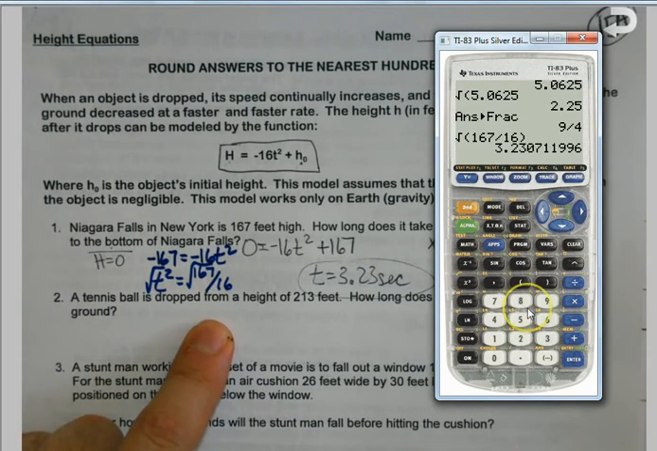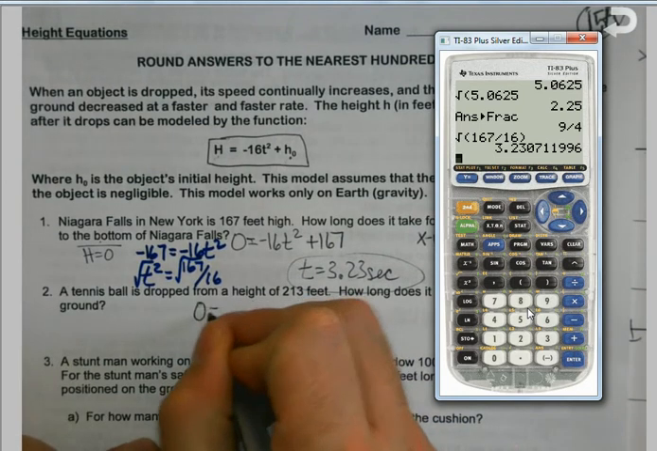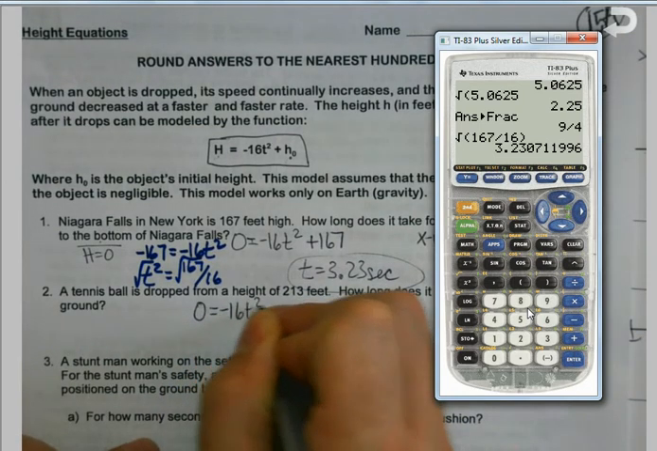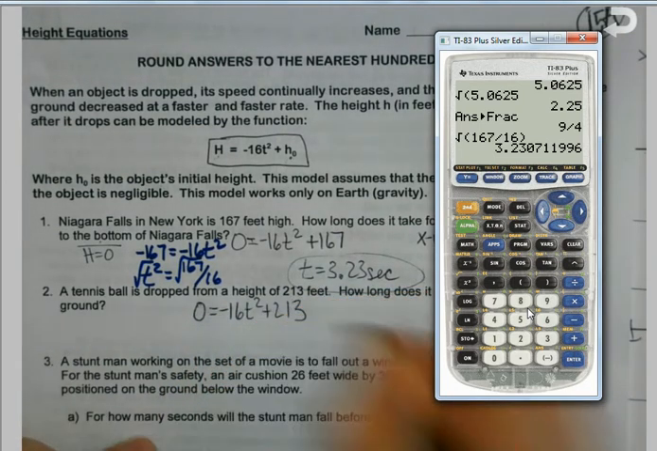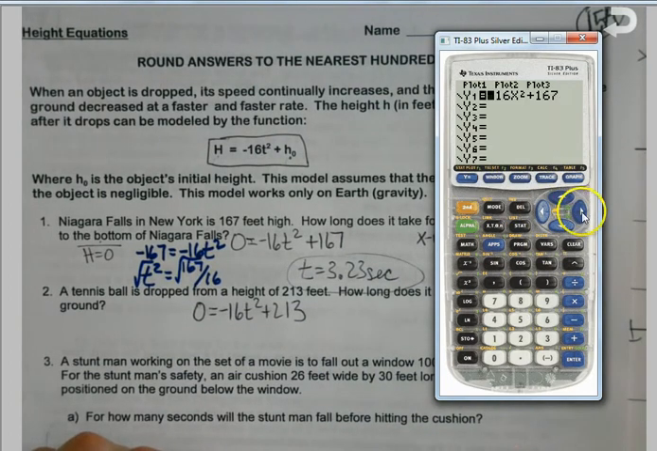Same thing's going to happen on the next one. The only difference is now we're dropping from a height of 213. So the only difference would be it's going to be plus 213 instead. And again, I don't mind whichever method you want to use to find it. There will be some that you have to do on the calculator though, so we're going to have to get used to some of the buttons with this sooner or later anyway.